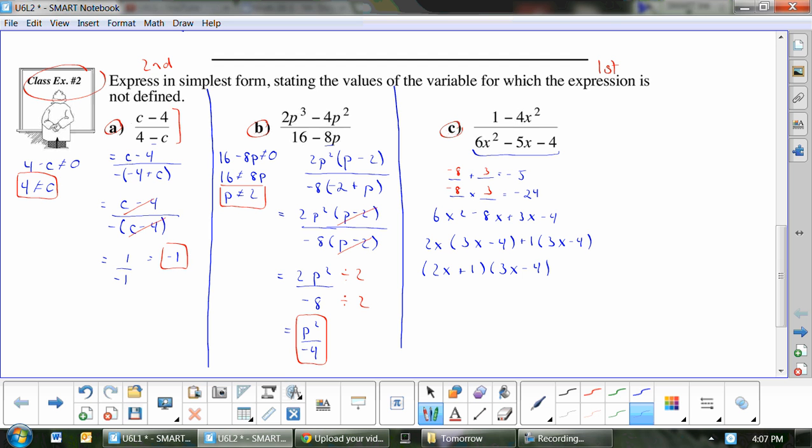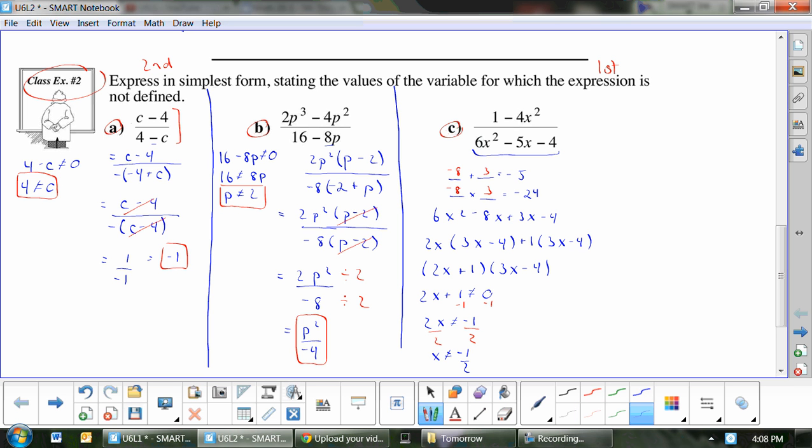So your two factors are 2x plus 1 and 3x minus 4. And so to find our non-permissibles, 2x plus 1 cannot equal 0. So x cannot equal negative 1 over 2. The way we get this is we go, okay, so negative 1, negative 1. So we get 2x cannot equal negative 1. Divide both by 2. So we get x cannot equal negative 1/2.